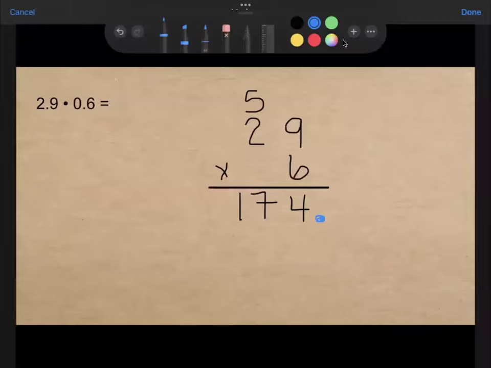And then I'm going to move that decimal to the left the same number of spaces as I had decimals in my original problem. So in the original problem, I had a 9 in the decimal place value and a 6 in the decimal place value. That's 2 decimals in the original problem, which means I need to move this decimal for the answer to the left 2 spaces and put it there. So that means my answer to this is going to be 1.74.